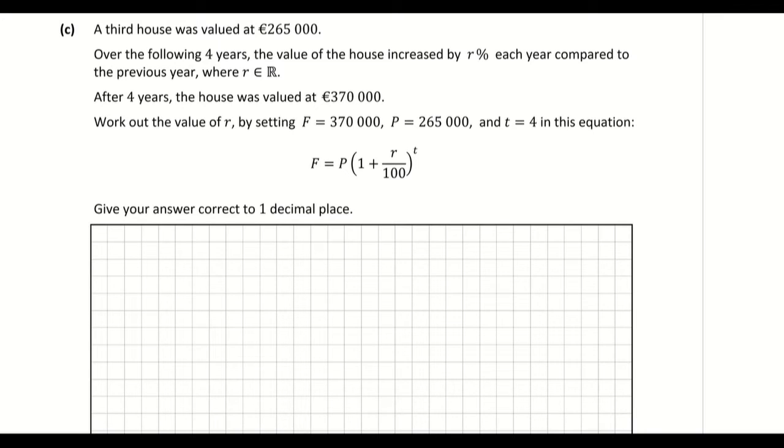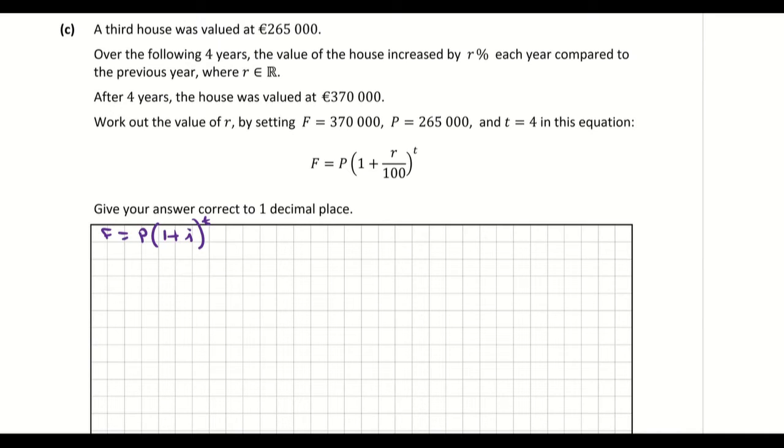So they're telling us most of the information here. So we're subbing 370,000 in for F, 265,000 for P, and we're subbing in 4 for T. What you're trying to find in this question is the value of R, the interest rate. In the log tables, that's I. So in the log tables, it's F equals P bracket 1 plus I to the power of T. They've just changed that around ever so slightly.